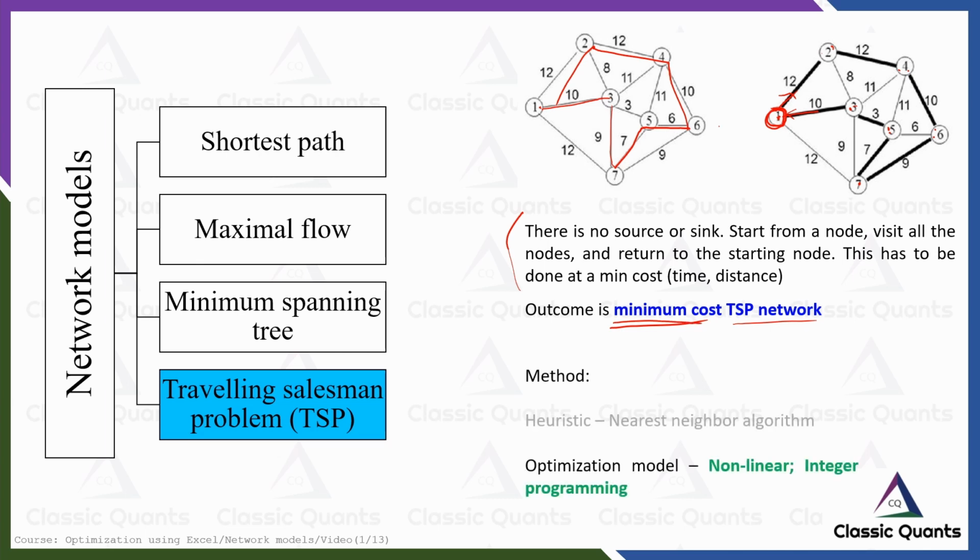And so again, there are two types of approaches. Heuristic approaches: there are so many heuristic approaches, and one among them is the nearest neighbor algorithm. And for the optimization models, there are two types. One is nonlinear, which we will see when we discuss nonlinear programming, which we have not discussed so far. There is another model called the integer programming model for the traveling salesman problem, but that is a little complex and should not come under the purview of this course.